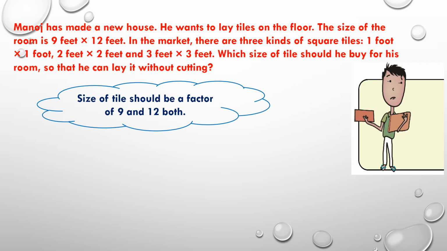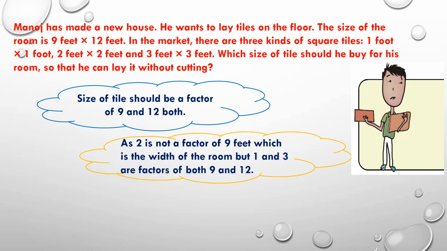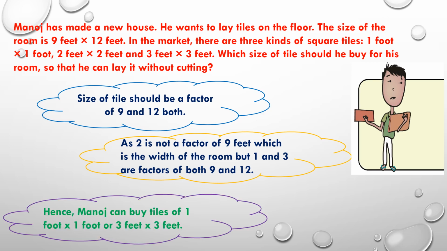Then 3 is a factor of 9 and 3 is a factor of 12. So he can purchase the 3 feet into 3 feet tile. So as 2 is not a factor of 9 feet, which is the width of the room, but 1 and 3 are factors of both 9 and 12. Hence, Manoj can buy tiles of 1 foot into 1 foot or 3 feet into 3 feet.